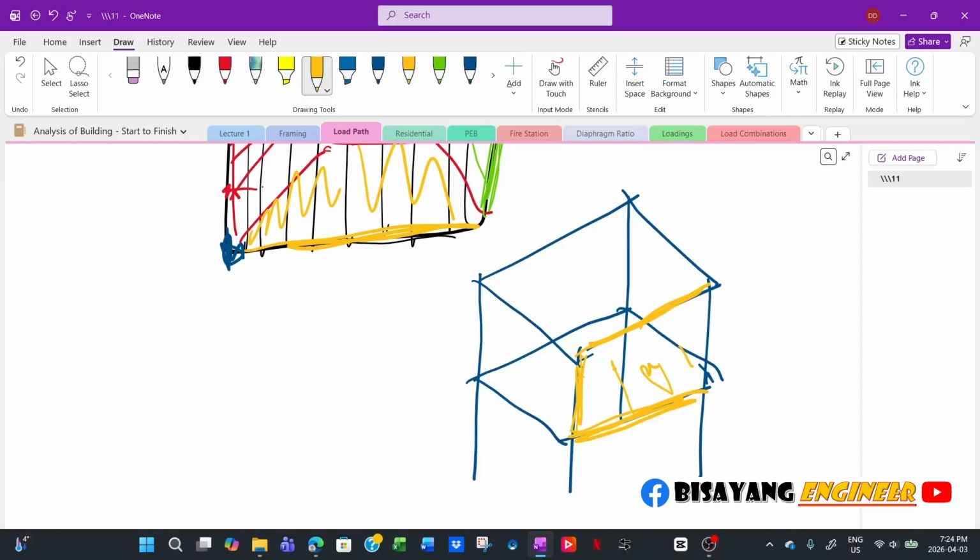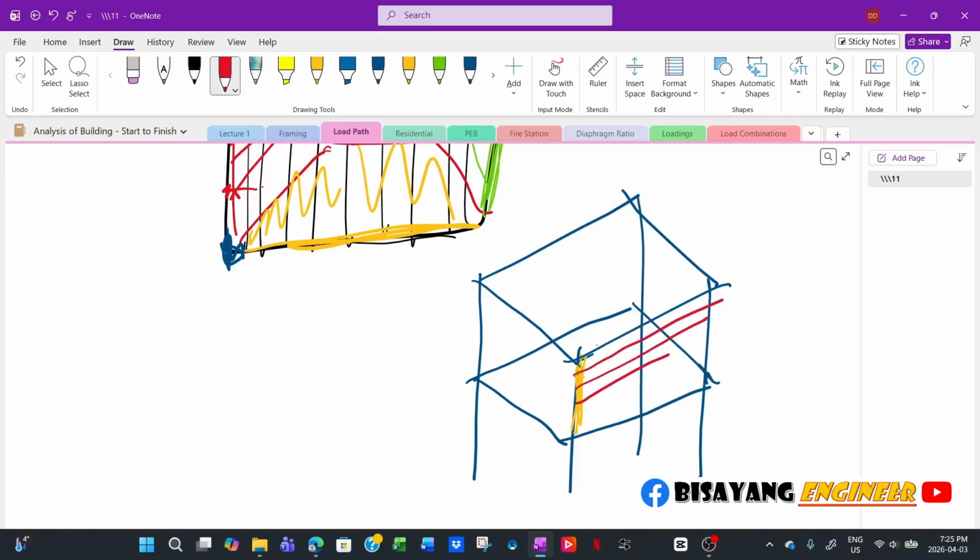But all you have to do, when you model your frame, is identify which element supports what. So for example, if this is a steel frame, usually we have girts spanning in this direction. That means all the wind loads are transferred from your girts to the column directly, right?